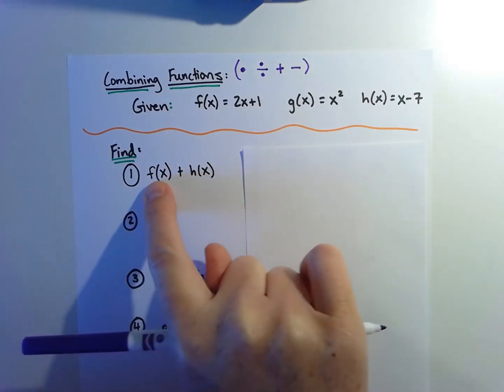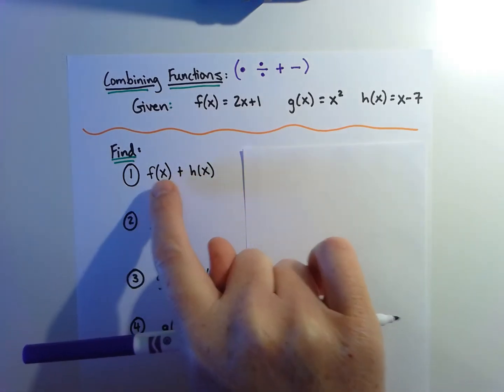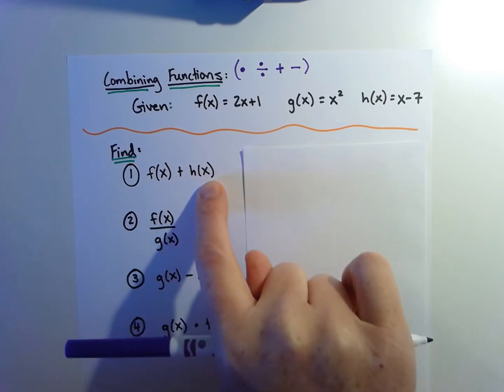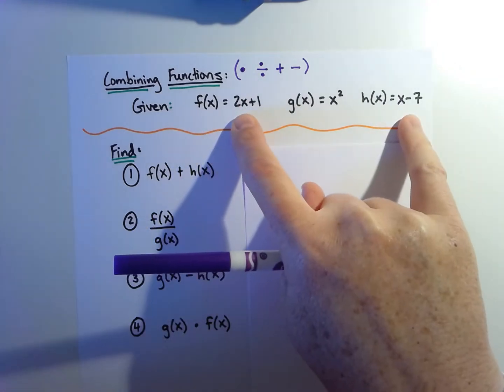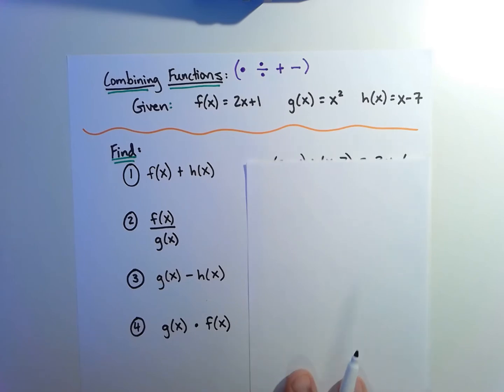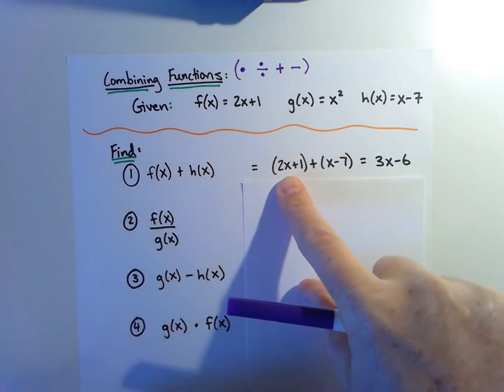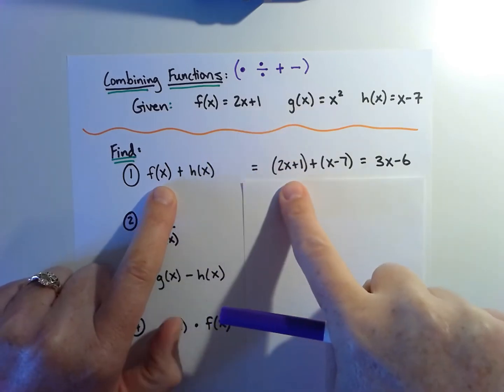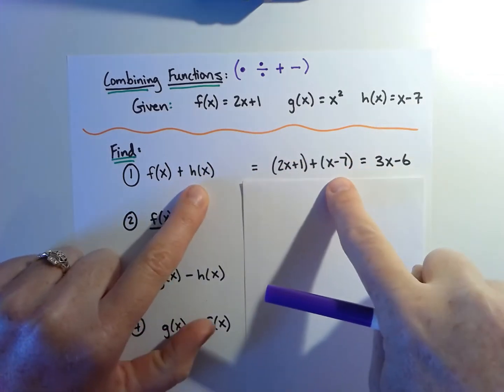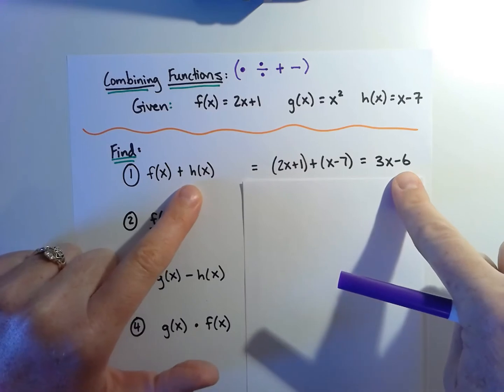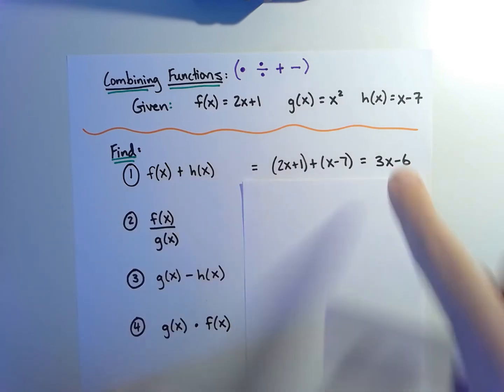So say number 1, they want us to find f of x plus h of x. So we go up to the top and find those two, and we're going to add them together. So we just substitute what they've told us to put here. F of x is 2x plus 1, h of x is x minus 7, and then we combine like terms and we get 3x minus 6.